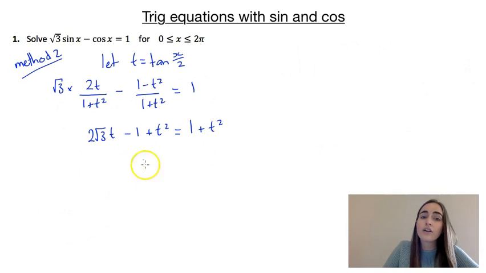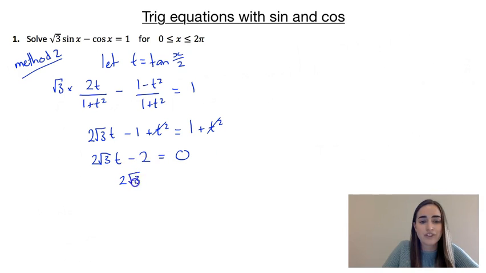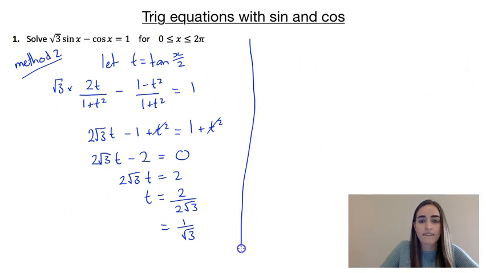Now if we bring all of that onto one side of the equals sign, when we subtract our t squared, they're going to cancel out. So we're going to have 2 root 3t minus 2 is equal to 0. Probably shouldn't have bothered bringing that over. I should put that over the other side. So we'd have 2 root 3t equals 2. So t is equal to 2 over 2 root 3, or just 1 on root 3. So what that means is that tan of x on 2 is equal to 1 on root 3.